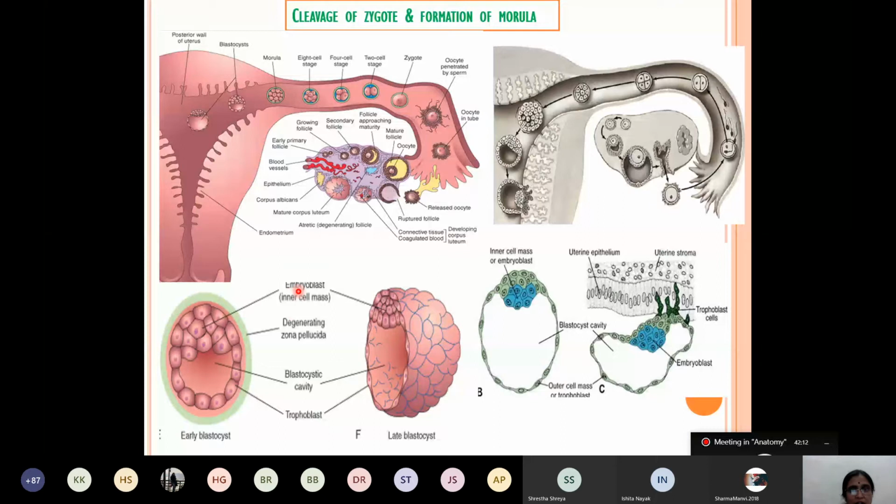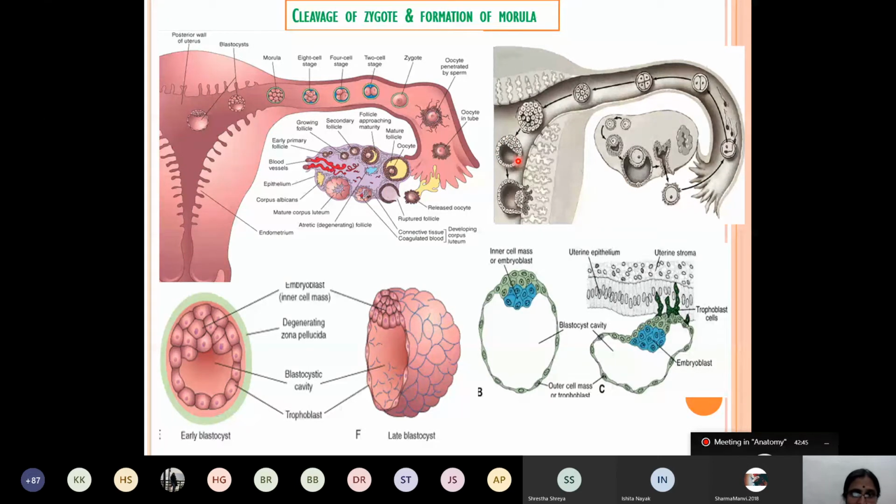Now my dear student, what happens after fertilization? See here, there is formation of the zygote. The zygote undergoes cleavage division and gives rise to the 2-cell stage, which converts into 4-cell, 8-cell, 12-cell, 16-cell, and simultaneously 16 to 18 cells forms the morula. This is the morula. Then there is formation of a cavity. This is the blastocoel, and this is known as the blastocyst, which has the embryoblast, and this periphery is the trophoblast.